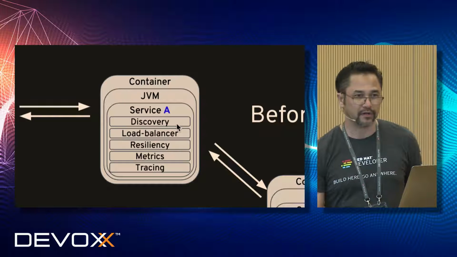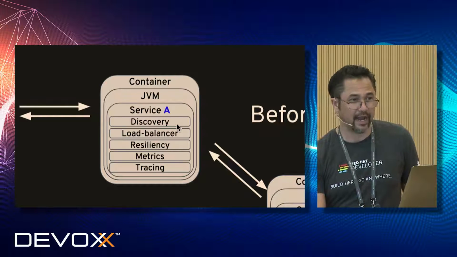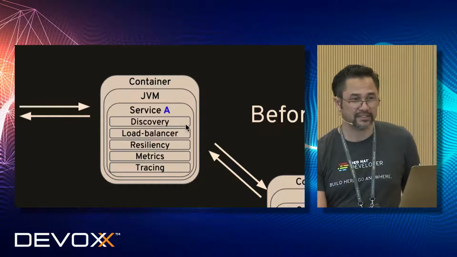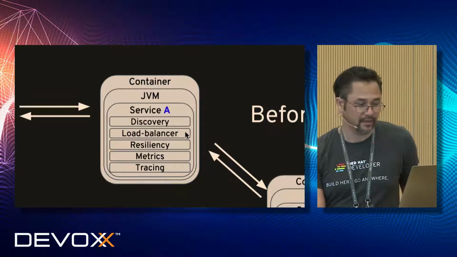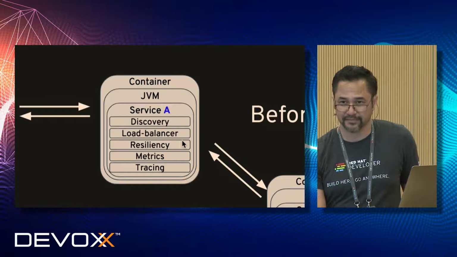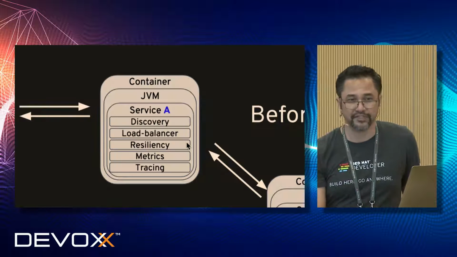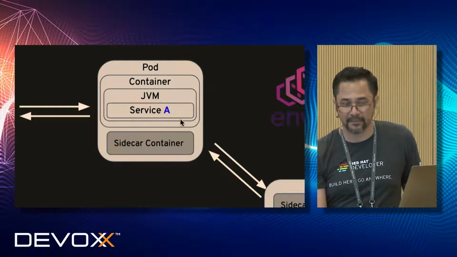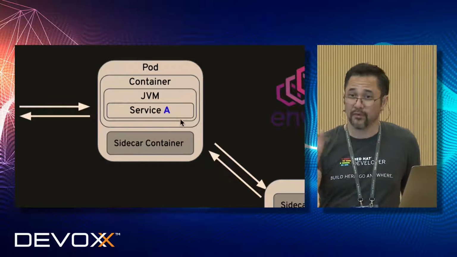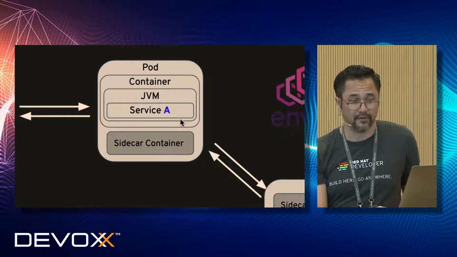You basically have a starter or jar file in your app that gets bundled into your app that basically does discovery, and it's based on Eureka, or maybe load balancing based on Ribbon, or maybe resiliency based on Hystrix. All awesome, right? Cool stuff you can do. But now with Istio, you don't have to have that in your app anymore. You still can. You might still want to for other reasons that are all your own.